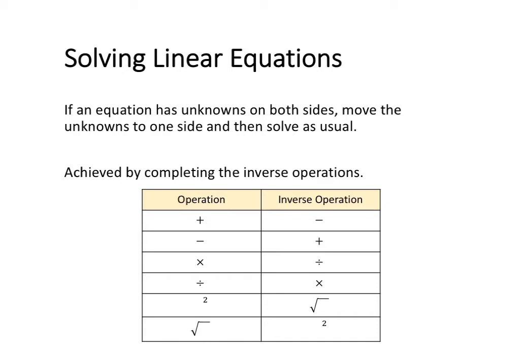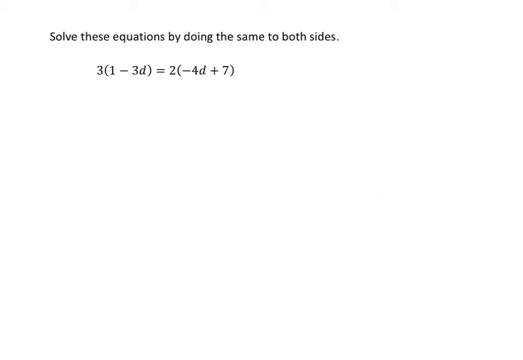So let's have a look at some examples of linear equations with unknown variables on both sides. In this example, I want to solve for the value of d in my original equation: 3 times (1 minus 3d) is equal to 2 times (negative 4d plus 7).